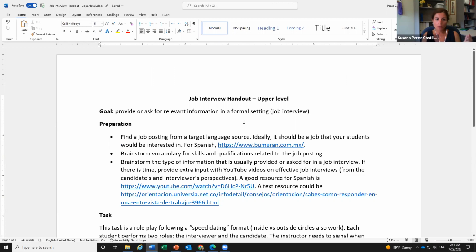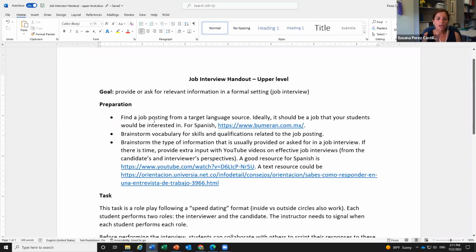Because this is for an upper level, my students already have more resources and can take on more of the preparation. You will see in the other examples that I do more of that. So, finding a job posting to start with, a job posting from a target language source. Ideally, it should be a job that your students would be interested in.